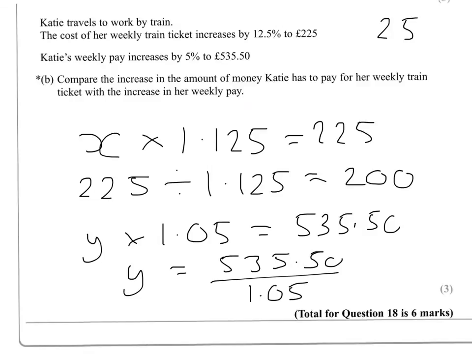But so that you're clear, all you need to really say at the end is that the ticket increase equals £25 and the wage increase equals £25.50. So she's better off by 50 pence.